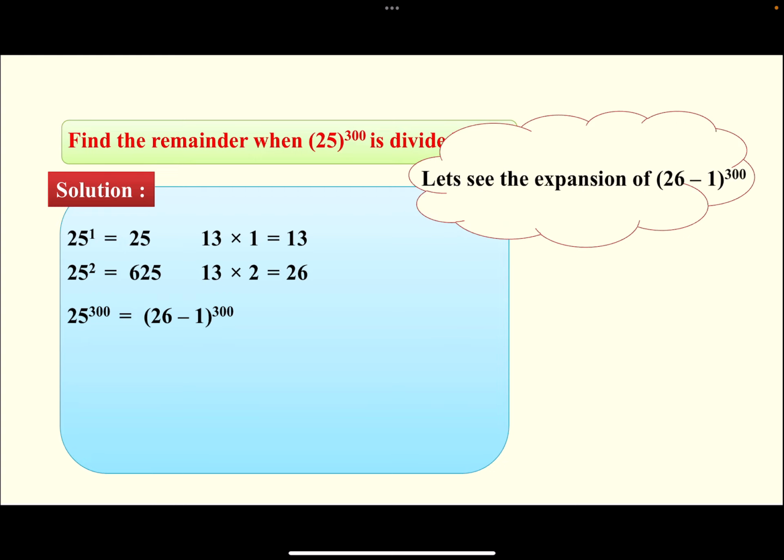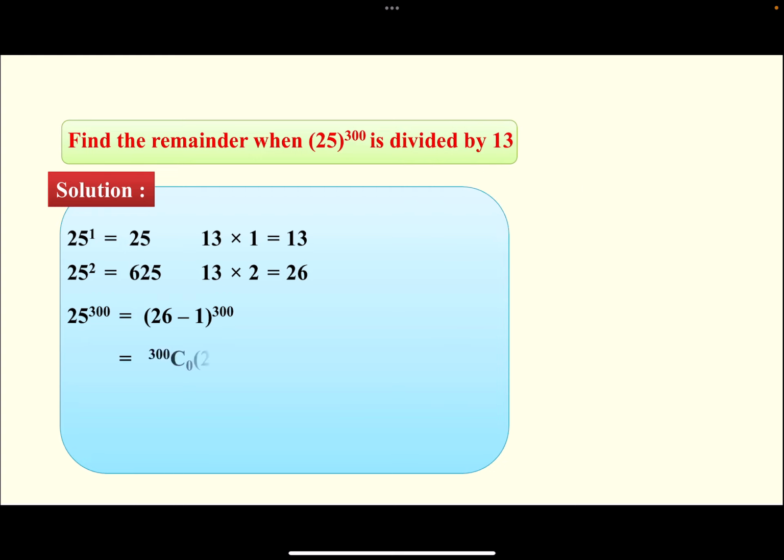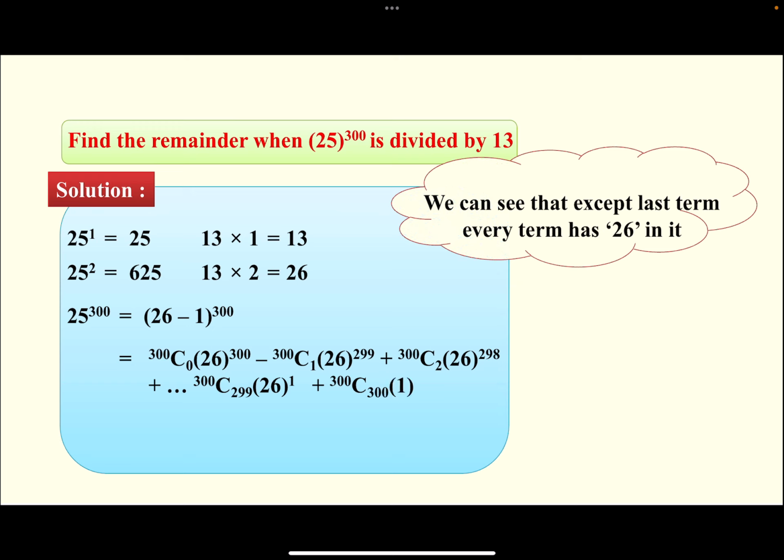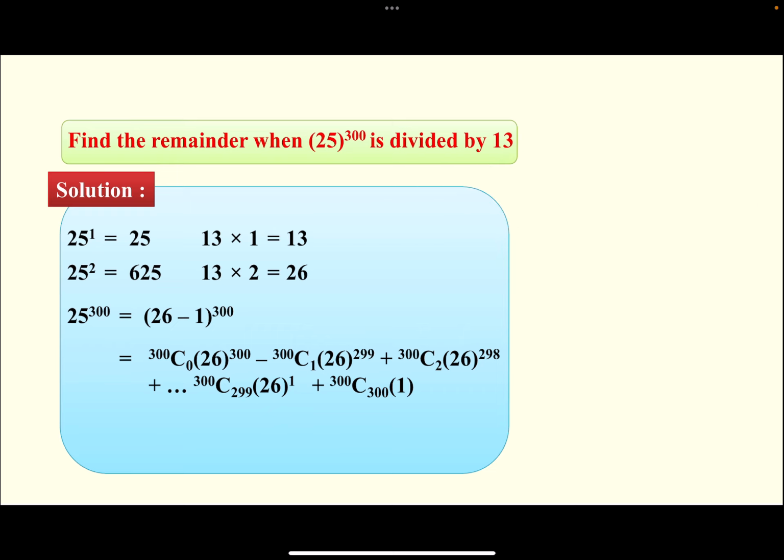Now the expansion will be done by using the binomial theorem. So the terms will be 300C0, 26 raised to 300, and the signs will be alternately plus and minus, and the second last term will be minus 300C299 into 26 raised to 1, plus 300C300 into 1. Now as you can see here, every term except the last term has 26 in it. So if I take 26 common, it will obviously be divisible by 13, and the last term will be left. Hence the remainder will be 300C300, that is equal to 1.